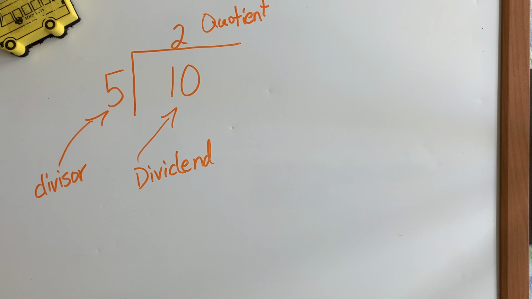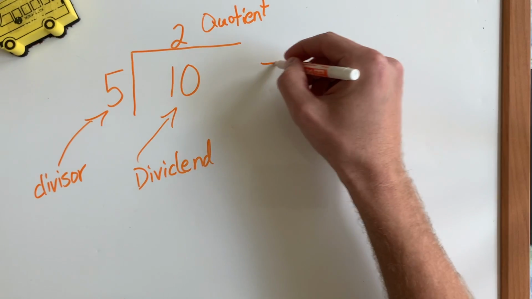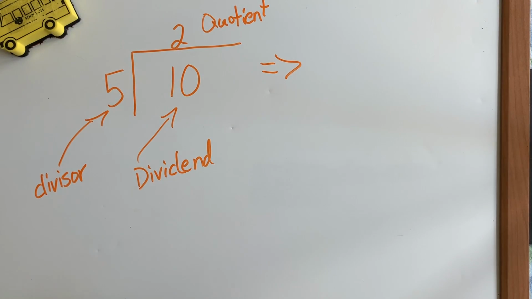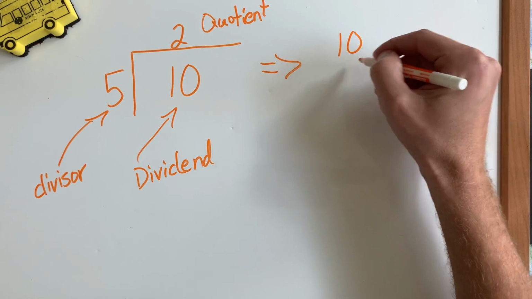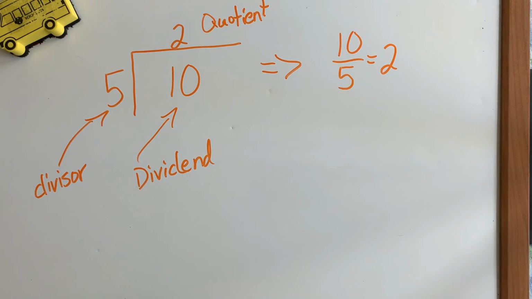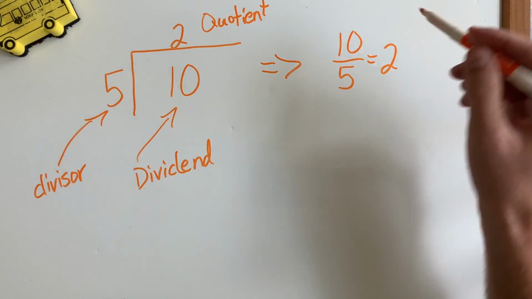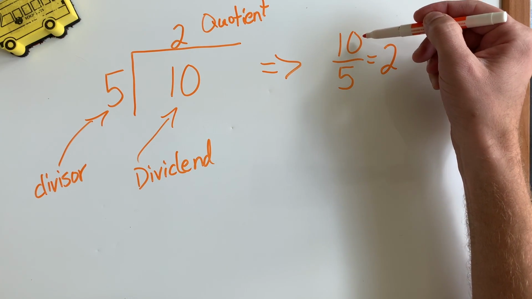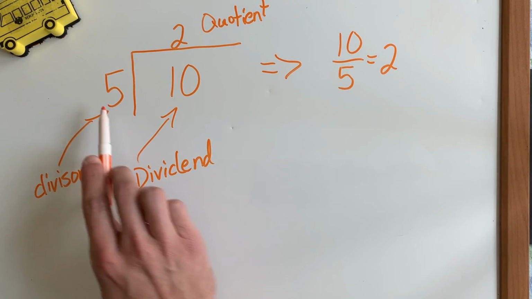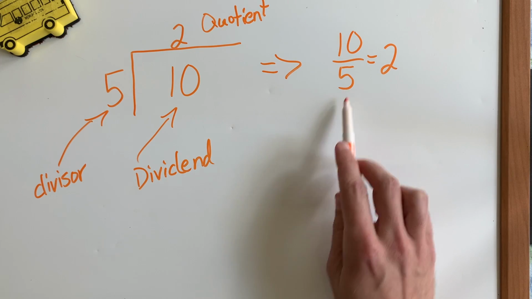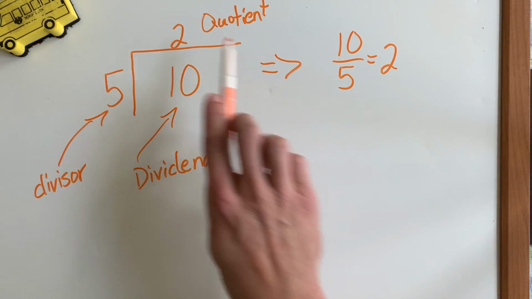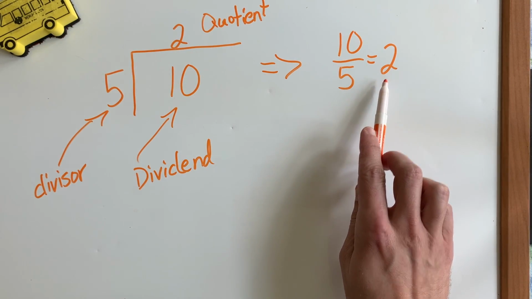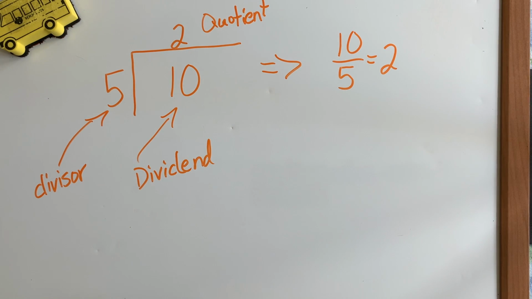How could I rewrite this problem as a fraction? That's going to be helpful in today's lesson, and so we're going to look quickly at what this problem looks like if I write it as a fraction. And here you see that the dividend is the same as the numerator of a fraction. The divisor is the same as the denominator, and the quotient is your answer. If you need to pause and write this down on a piece of paper, it's going to be helpful in today's lesson.